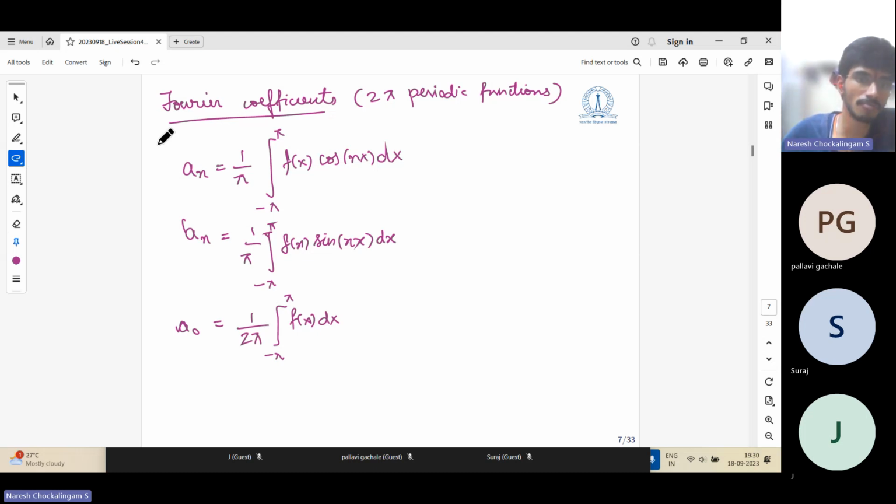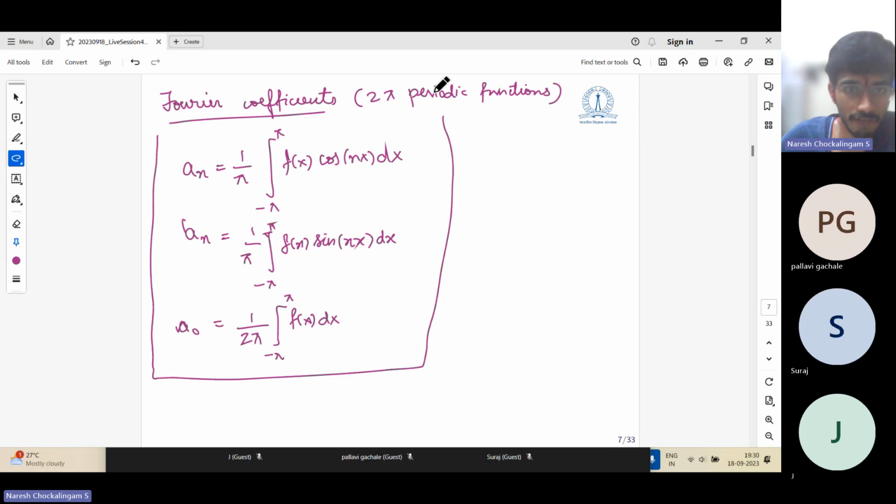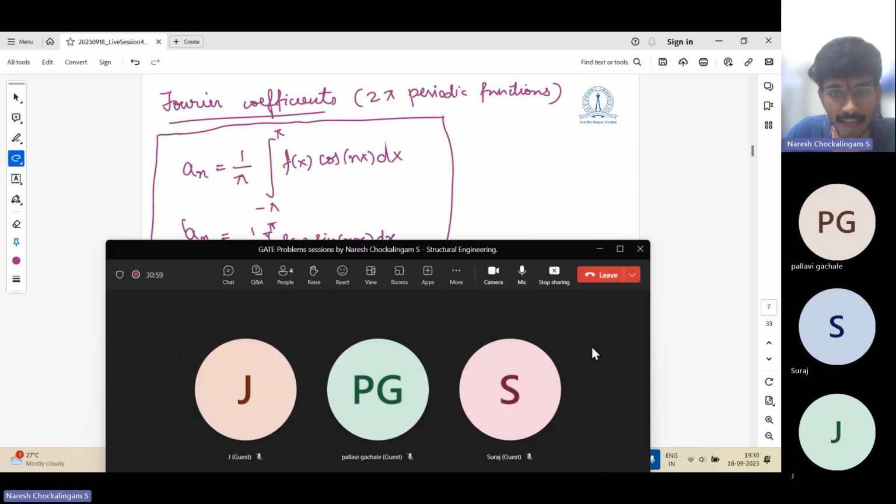So these three formulas are all that we need to solve any problem in Fourier series involving a 2 pi periodic function. But not all functions are 2 pi periodic. You can have an L periodic function, a function with a period L. Any doubts until this point? Is everything okay? Okay, thank you.